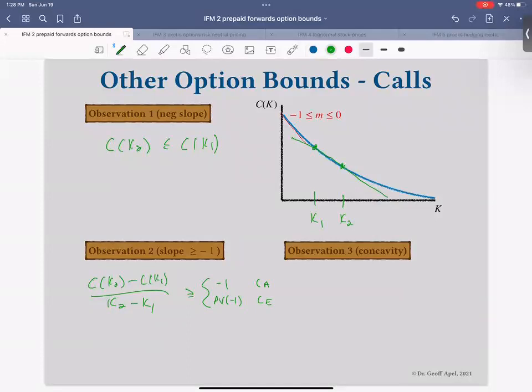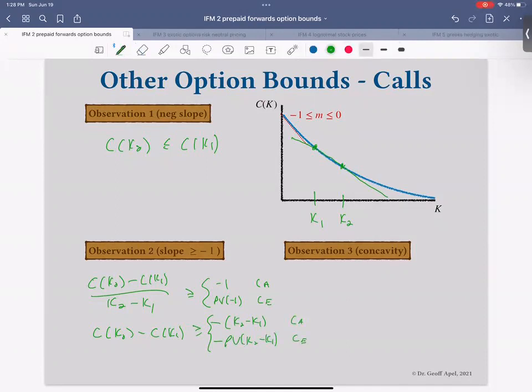But greater than -1, it just feels awkward because of the negatives. Then I can multiply K2 minus K1 to the other side. Actually, K2 is bigger than K1 here, so that's a positive number. I could just multiply it over, no problem. I get call at K2 minus call at K1 is greater than or equal to either negative (K2 minus K1) or negative present value of (K2 minus K1), for an American or a European call.